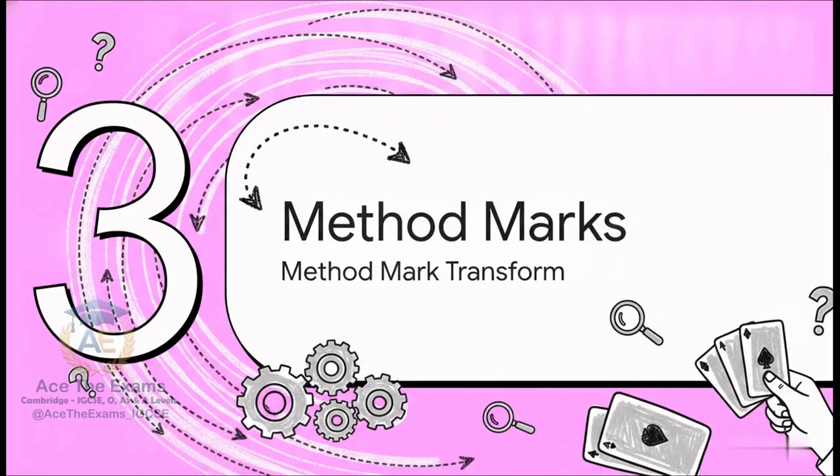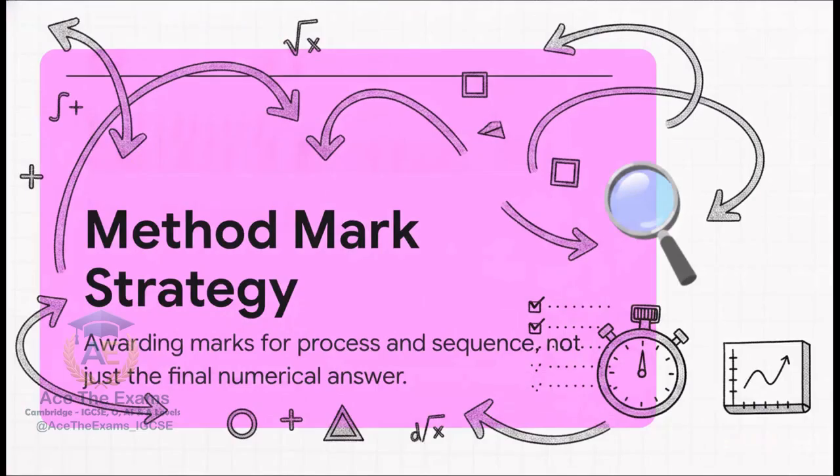Section 3. Method mark transformation. This is where we talk about how you actually accumulate your score. The underlying strategy of the 0606 exam is crystal clear. Marks are heavily, intensely weighted toward demonstrating systematic processing and the correct procedural sequence. I need you to really hear this.